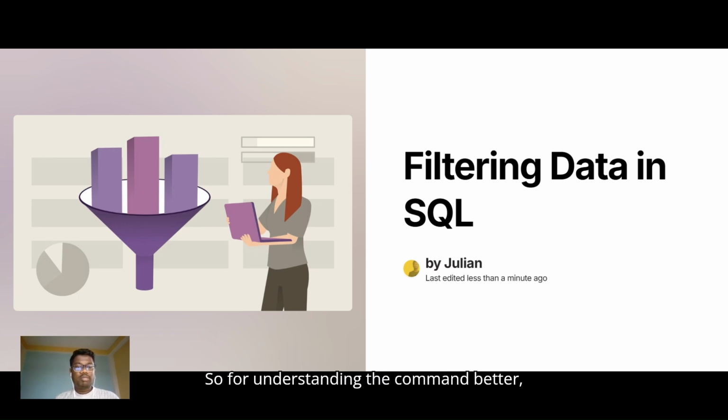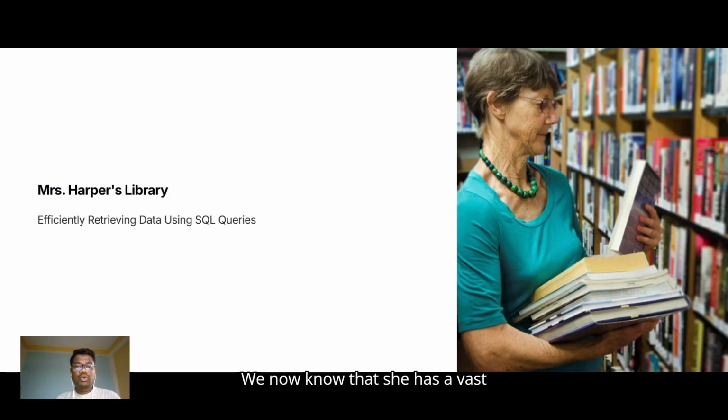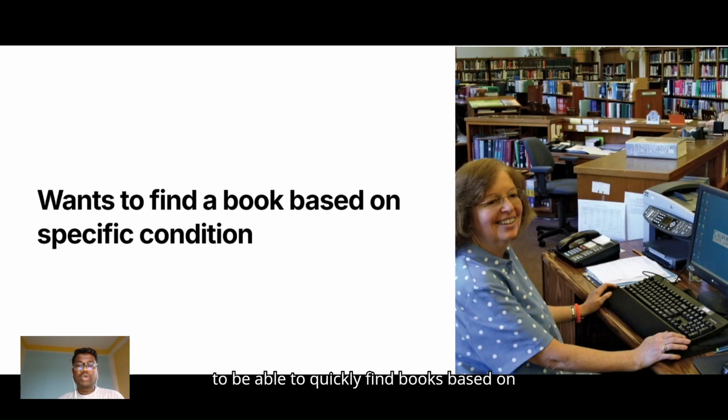So, for understanding the command better, let's continue with the story of Mrs. Harper's library. We now know that she has a vast collection of books with various authors, publication years, and various genres. Mrs. Harper is very organized and she's using a digital catalog, which is a database, to manage all her books. She also wants to be able to quickly find books based on specific conditions.